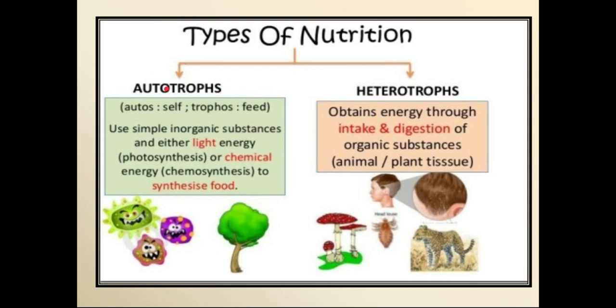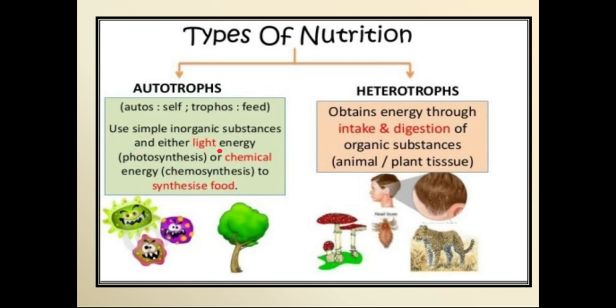Autotrophs, as the word suggests, autos means self, trophos means feed. Organisms use simple inorganic substances and either light energy or chemical energy to synthesize their food. When an organism requires simple inorganic substances along with either light energy or chemical energy to synthesize their food, this type of mode of nutrition is referred to as autotrophic mode of nutrition.